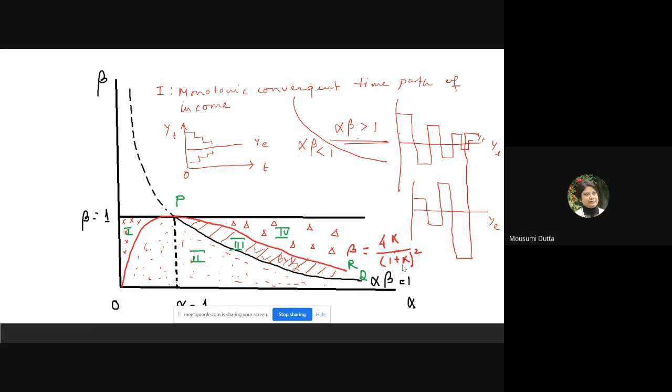Next, in zone 4, beta greater than 1 upon alpha. In this triangular shaded zone, alpha beta greater than 1. It is above the black line, so beta greater than 1 upon alpha. And thus, the equilibrium is dynamically unstable.